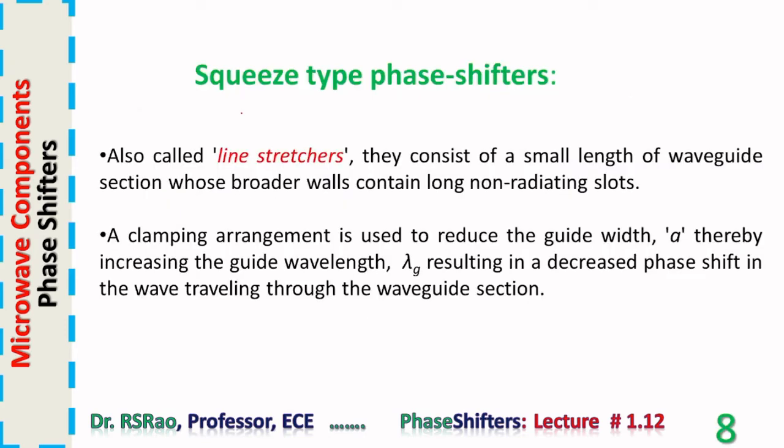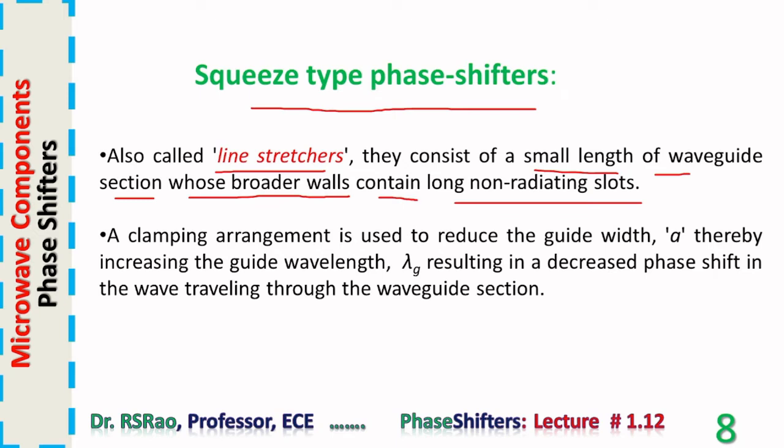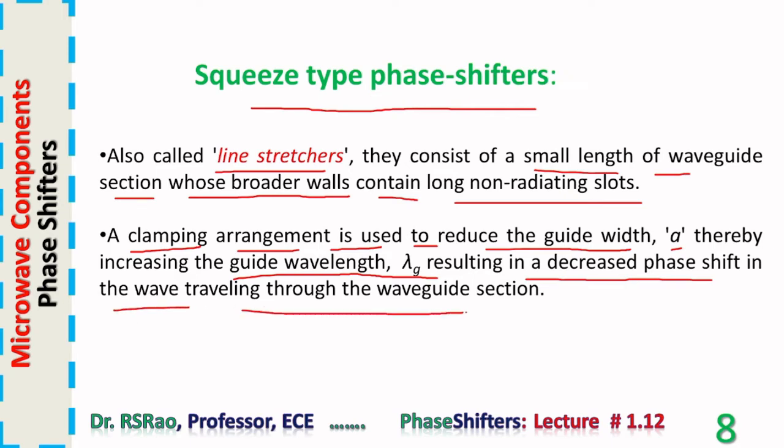A few points regarding squeeze type phase shifters in words. These are also called line stretchers. They consist of a small length of waveguide section whose broader walls contain long non-radiating slots. A clamping arrangement is used to reduce the guide width a, thereby increasing the guide wavelength lambda g, resulting in a decreased phase shift in the wave traveling through the waveguide section.